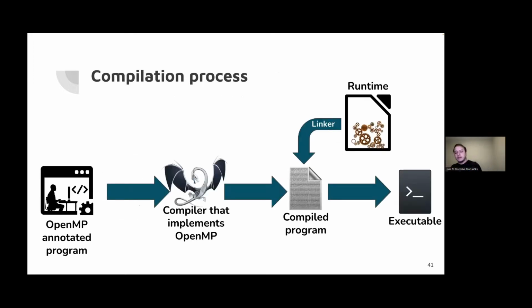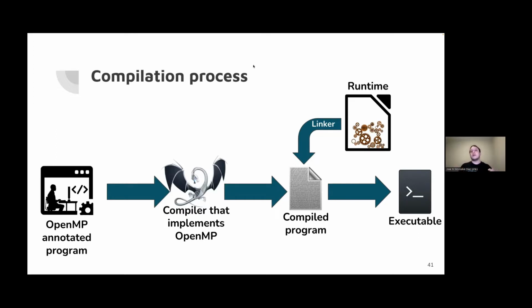Okay, so what does the compiler actually do? We take a program that has OpenMP annotations, we give it to a compiler. What the compiler is actually doing is taking the program, analyzing it, and adding a lot of other code that we are going to call the runtime. The runtime is additional code that is written by the compiler people that contains all the logic to create the threads, communicate the threads.